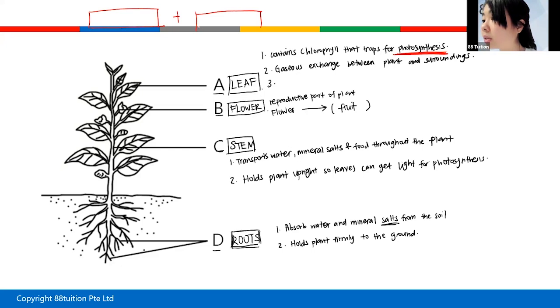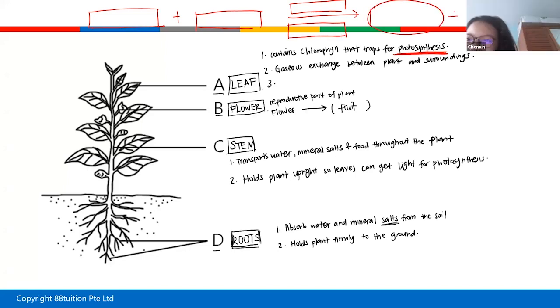Chen-Xin, what is needed for photosynthesis? There are 4 things that are very important and needed for photosynthesis. What are the 4 things? Light, okay. What else? Minnie, can you help her? What is needed for photosynthesis? Apart from light.